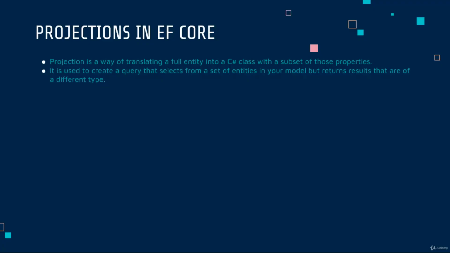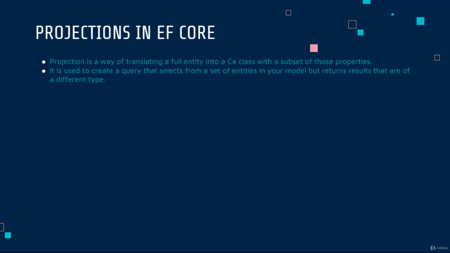That brings us to an interesting topic, projections in EF Core. Projection is a way of translating a full entity into a C# class with a subset of those properties. It is used to create a query that selects from a set of entities in your model, but it returns results that are of a different type. Now, projection queries improve the efficiency of your application because you select only the fields that you need and not all of the properties. We will be using the select LINQ statement for projection.